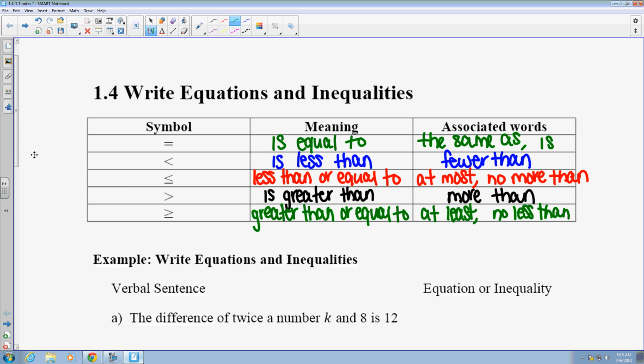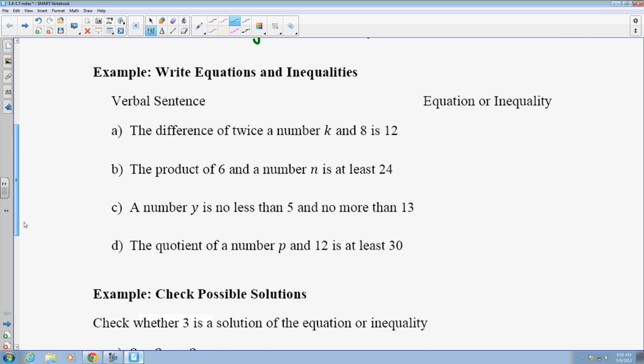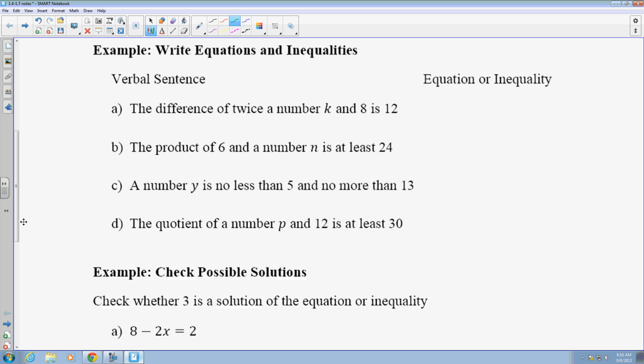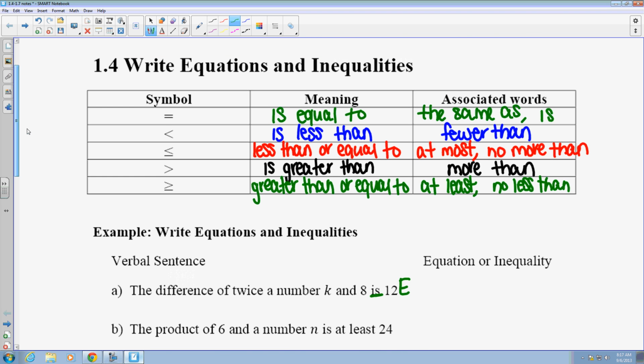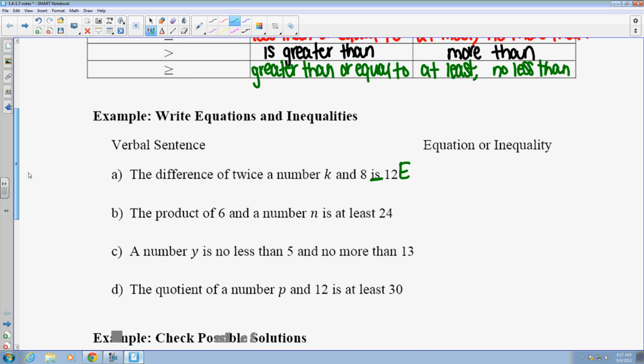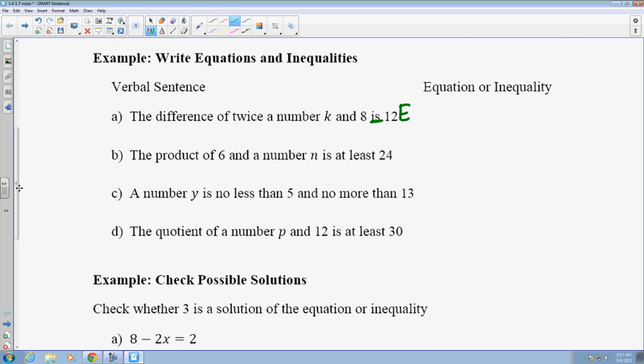Okay, now let's turn these verbal sentences into an equation or an inequality. First, we're going to have to pick out which one it is, and then we're going to have to pick it apart like we did the verbal expressions in section 1.3. So, first off, the first one, the difference of twice a number k and 8 is 12. So, is this an equation or an inequality? It's an equation because we see the word is. Now, if you don't know, you can always go up to that chart that we wrote above and look at the associated words to figure out if it's an equation or inequality. And if you do find that's an inequality, you need to figure out which symbol to use. So that is a really good tool to use.